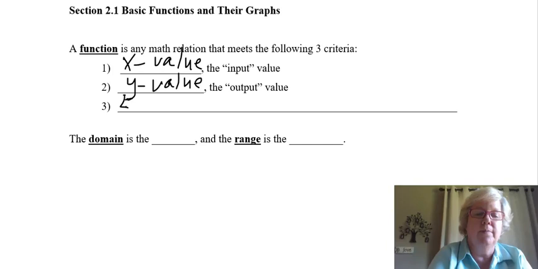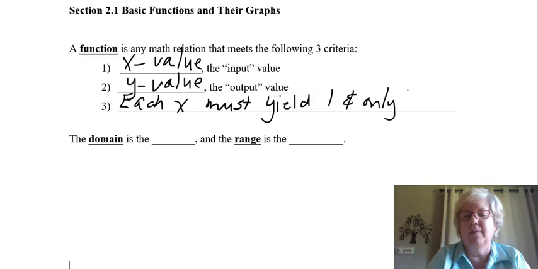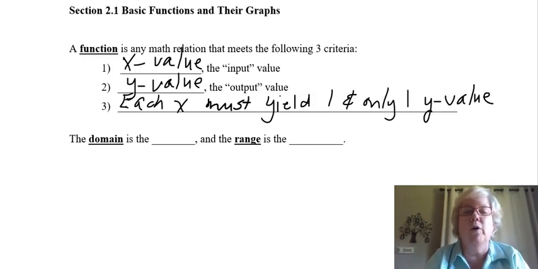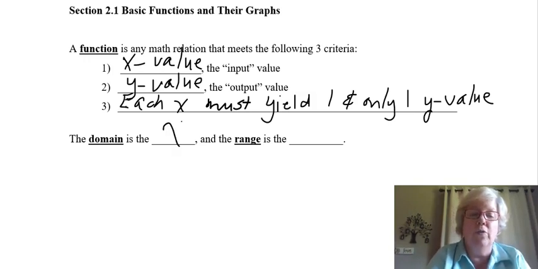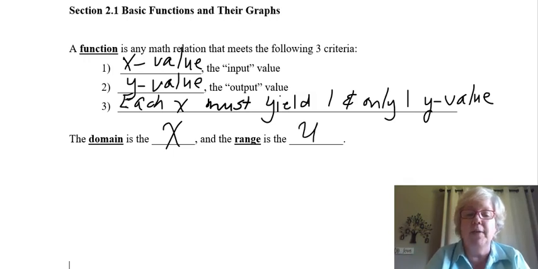And each x must yield one and only one y value. So there is a very special one-to-one correspondence there. Now the x value we call the domain. So anytime you see the x value, I can simply call that the domain value. The range would be the set of all of the y values.